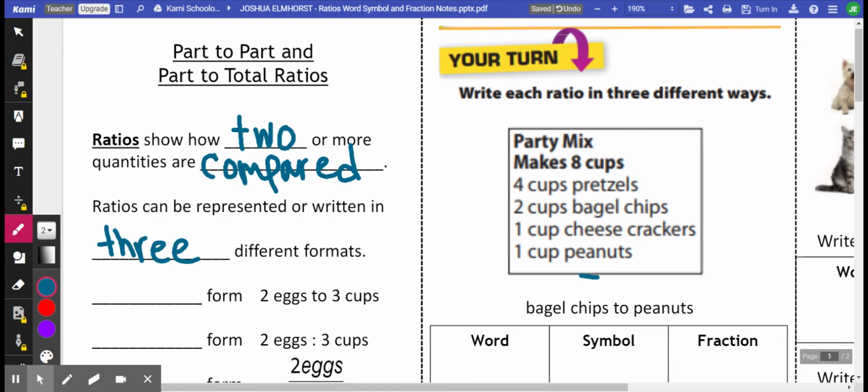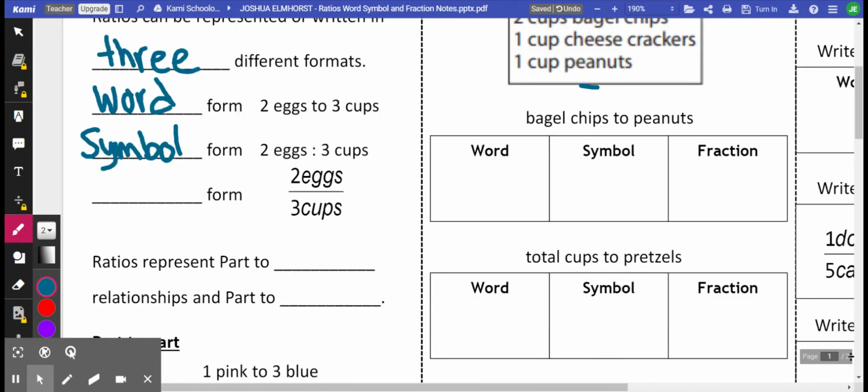So the first one is going to be 2 eggs to 3 cups, and that is word form. And then you have 2 eggs, colon, 3 cups, and that would be symbol form. And the third format, you've got 2 eggs over 3 cups, and this would be fraction form.